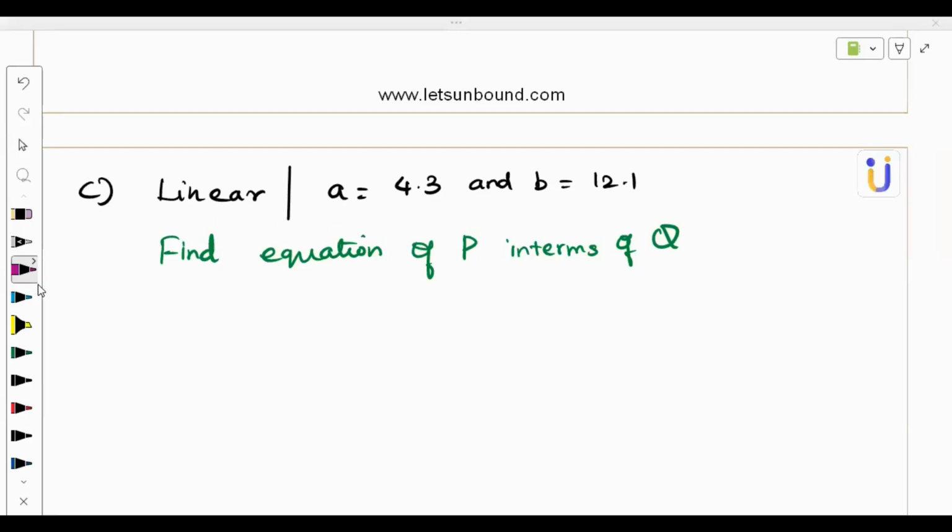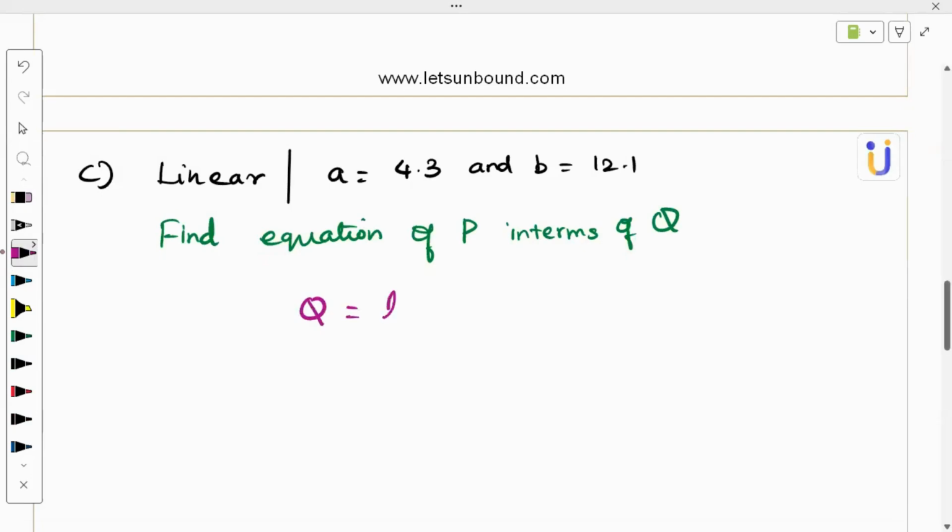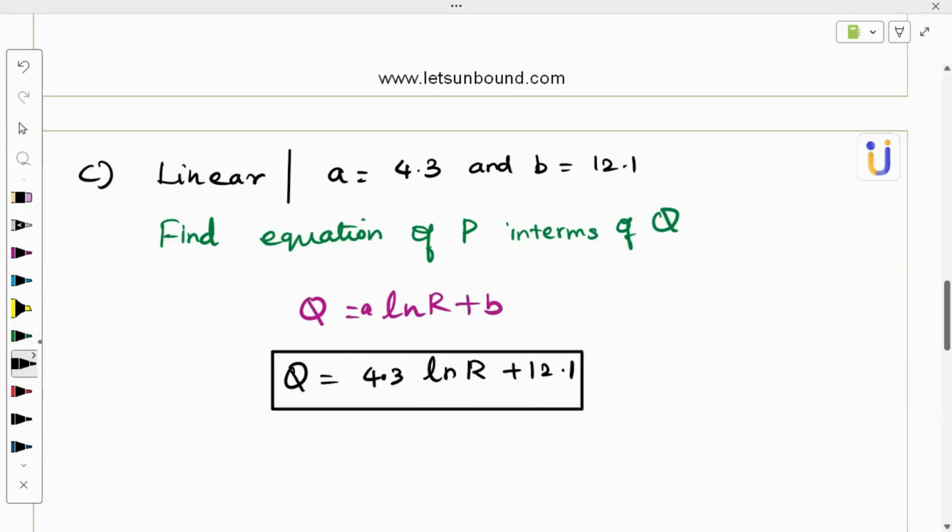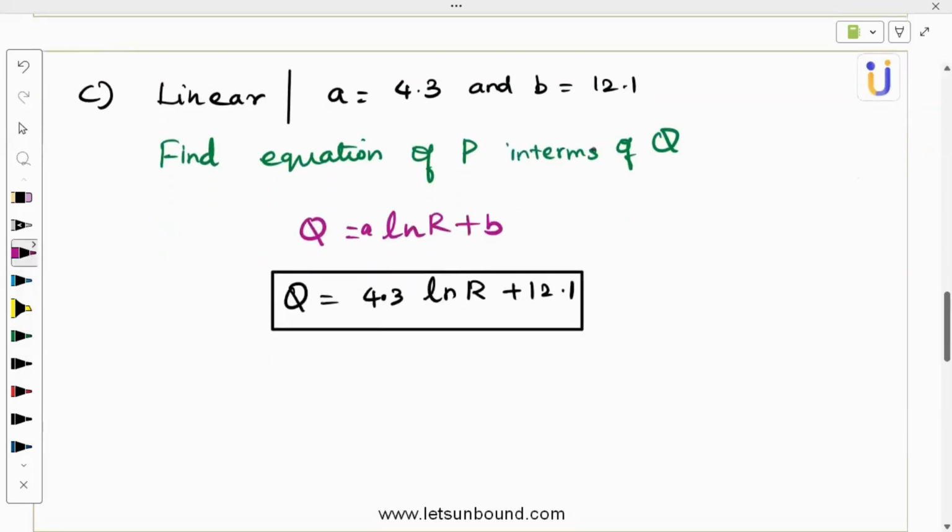Okay, let's start with a given clue. This is my model function, the latest model: Q equals A times ln R plus B, and she found the A and B values. So Q is equal to 4.3 ln R plus 12.1. Right? And we have to find P in terms of Q.